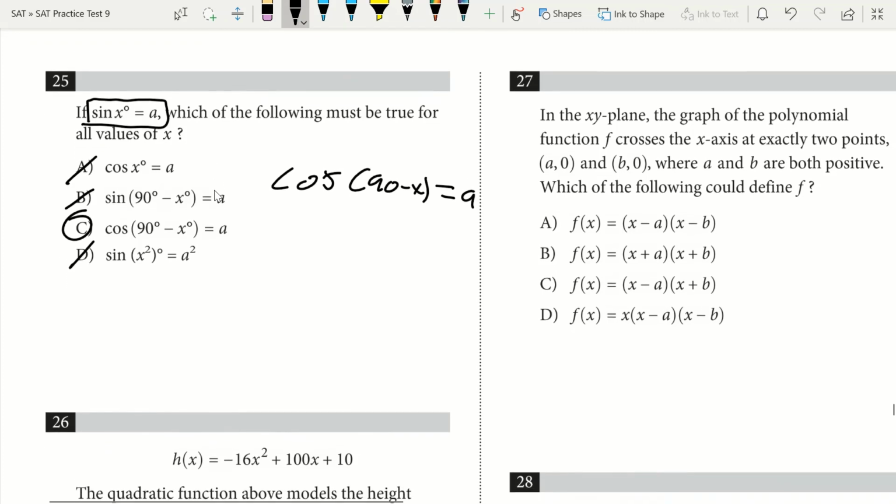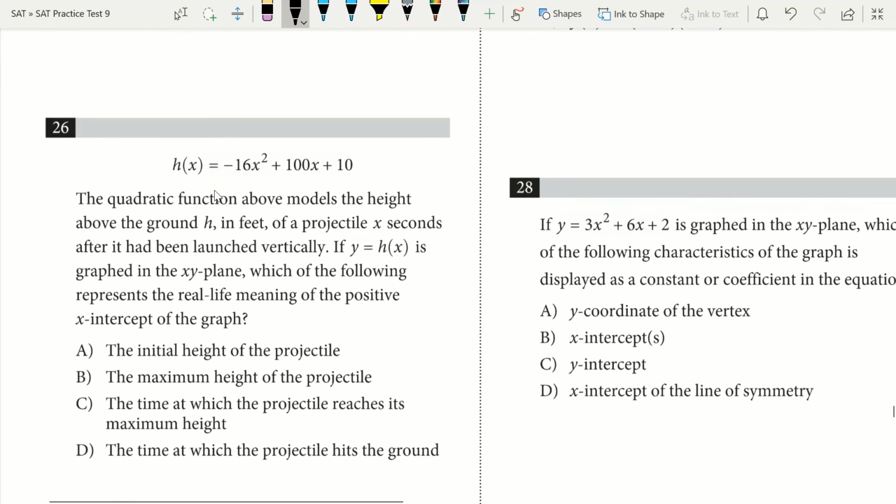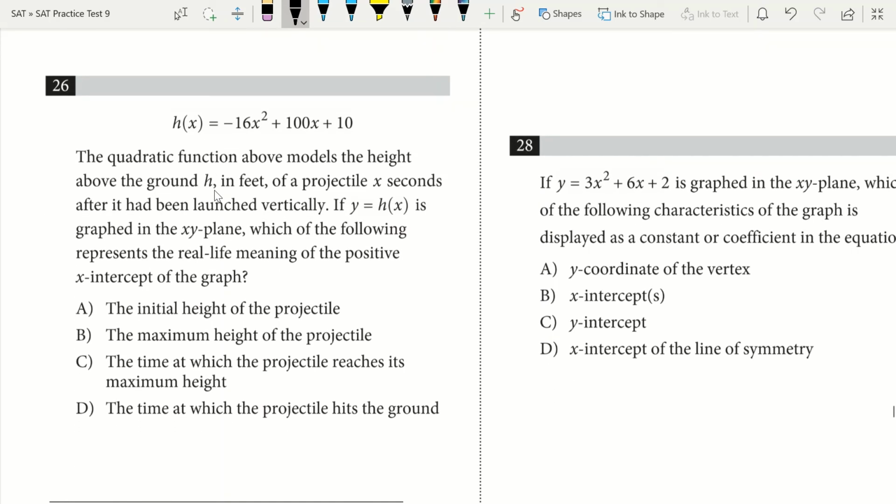All right, moving on, I've got question 26. h of x equals negative 16x squared plus 100x plus 10. The quadratic function above models the height above the ground, h, in feet of a projectile x seconds after it had been launched vertically. If y equals h of x is graphed in the xy plane, which of the following represents the real meaning of the positive x-intercept of the graph? All right, the positive x-intercept of the graph is where the height is 0. After it's launched, when it falls back to 0, that's our positive x-intercept. So that is not the time at which the projectile reaches its maximum height, but the time at which it hits the ground. The height is 0 at that point. So our answer is D.